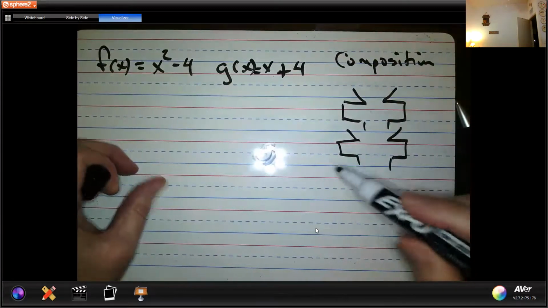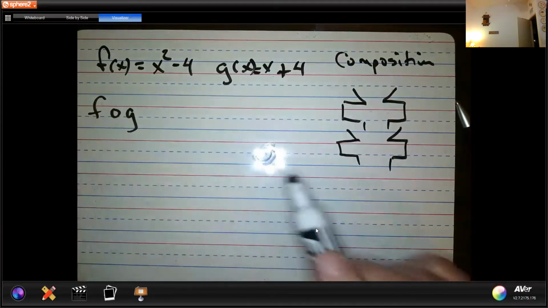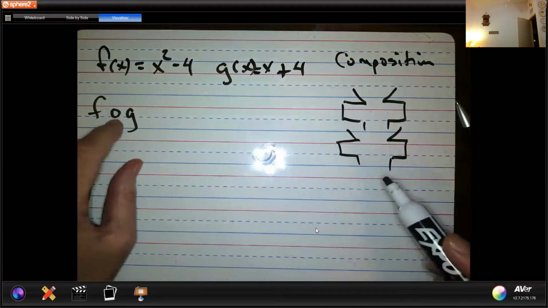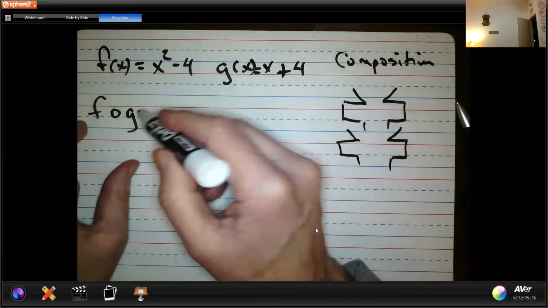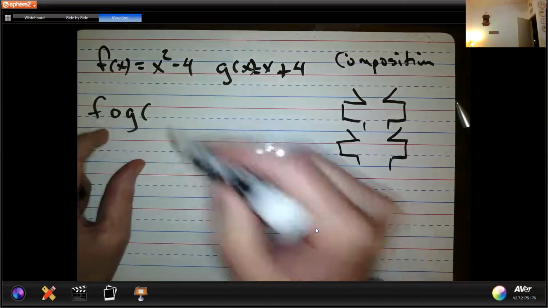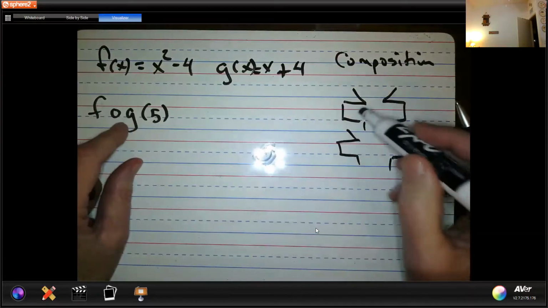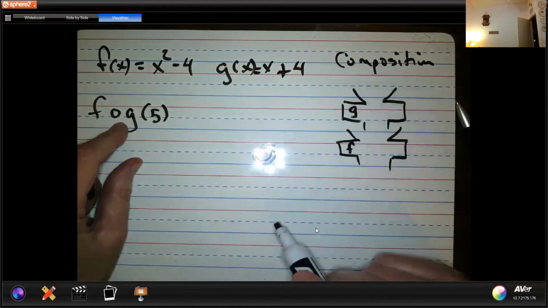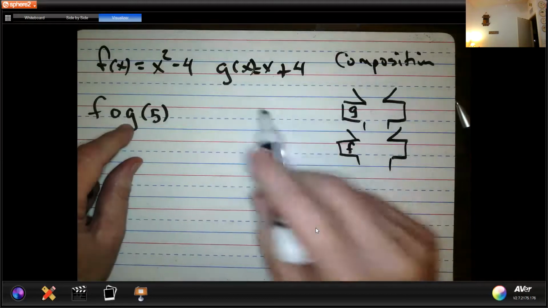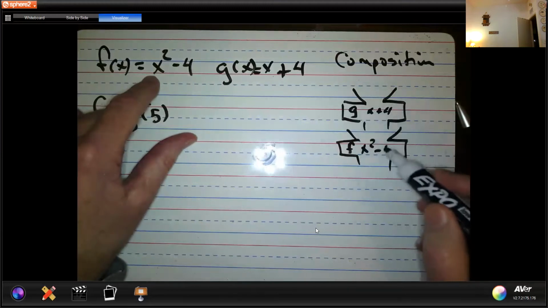Now, this is what it looks like. Remember, yesterday we had plus and minus, or times, or divide here. This circle means F follows G. And if you read it that way, F follows G, then you'll never make a mistake. Because if F follows G, that means G is first and F is second, right? So here I've got x plus 4. Here I've got x squared minus 4.